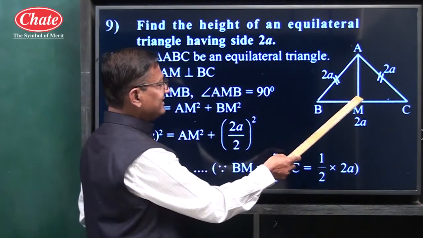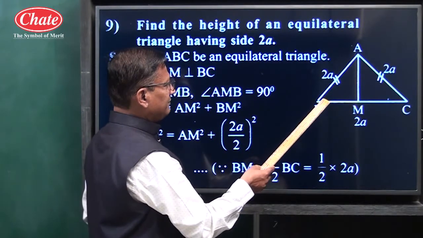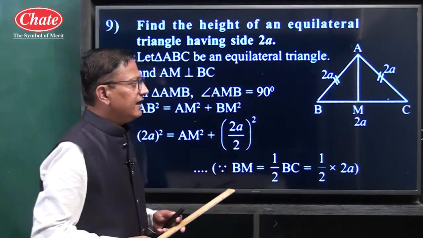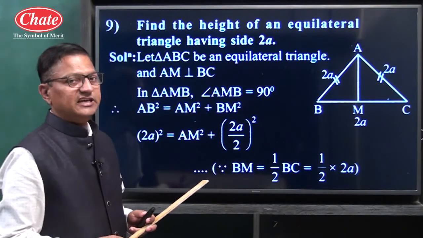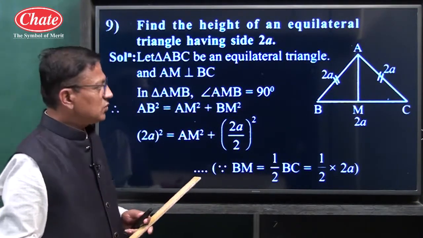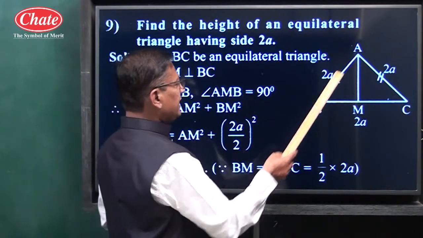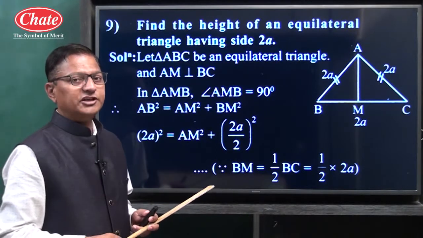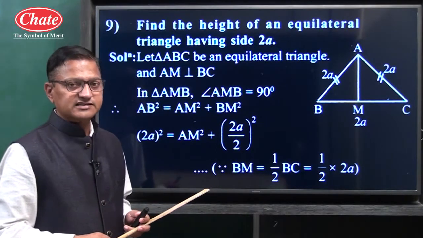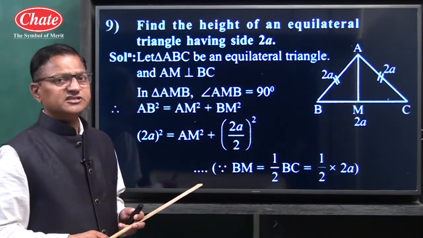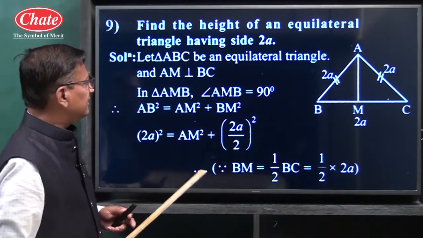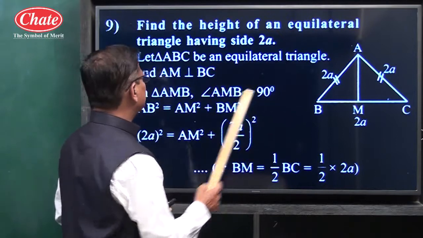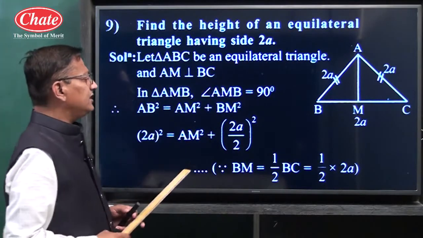Here angle M is 90 degrees, angle B is 60 degrees. So this angle BAM is 30 degrees. So here triangle ABM is a right angle triangle with measurements of angles 30 degrees, 60 degrees and 90 degrees. Let triangle ABC be an equilateral triangle and AM perpendicular to BC.